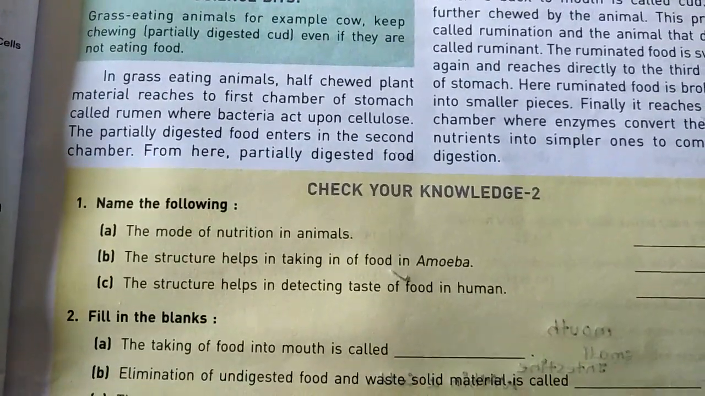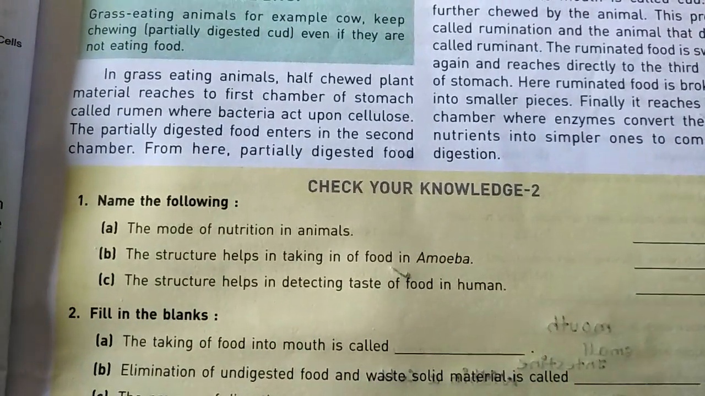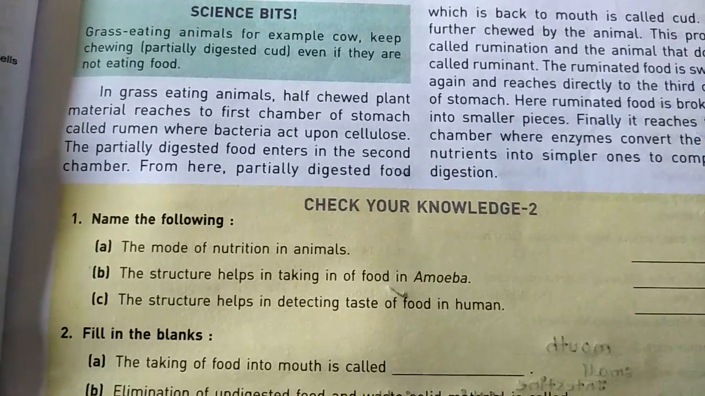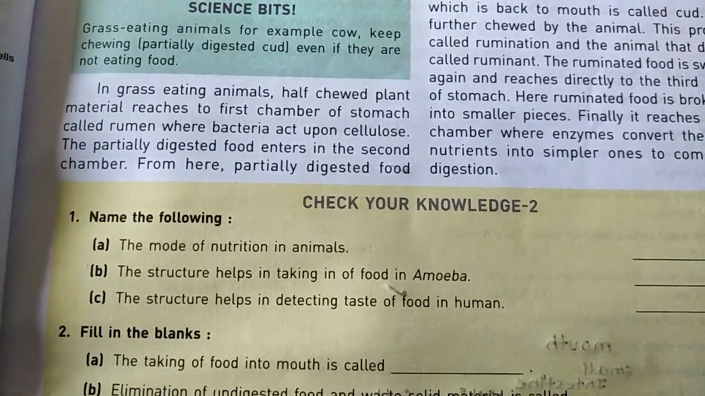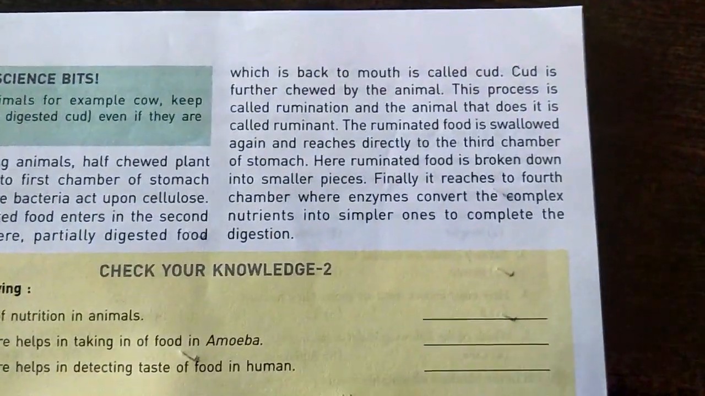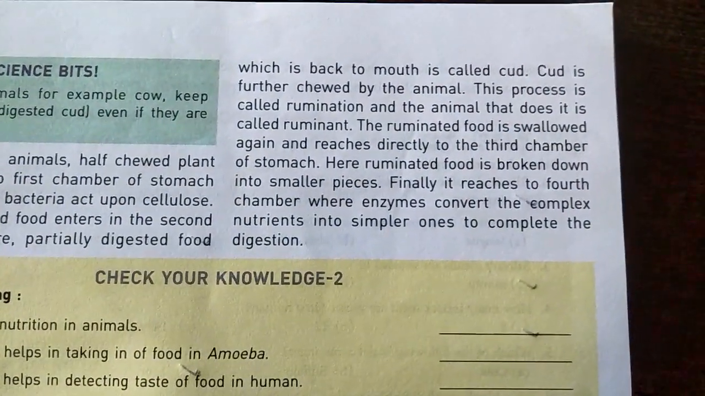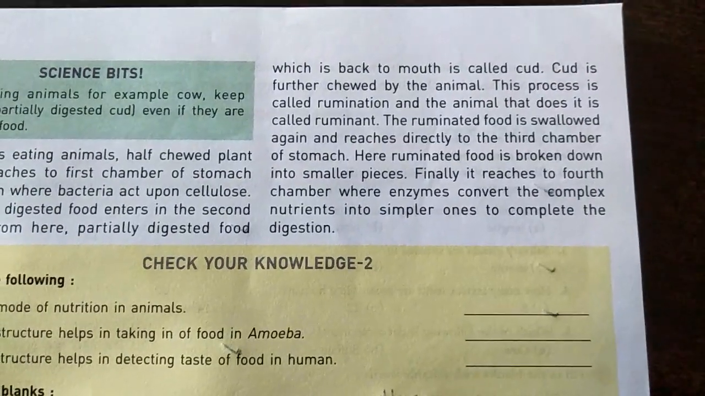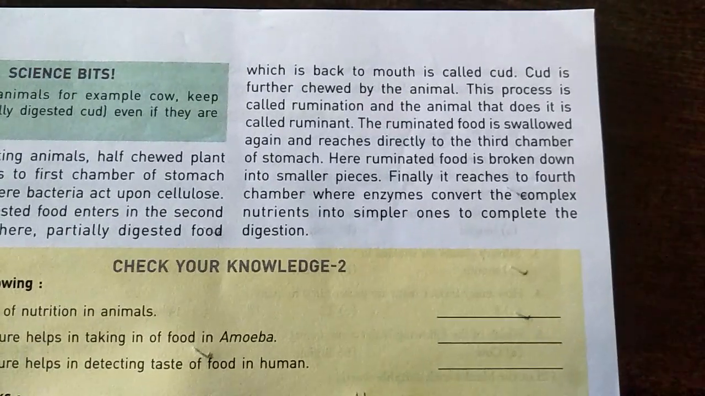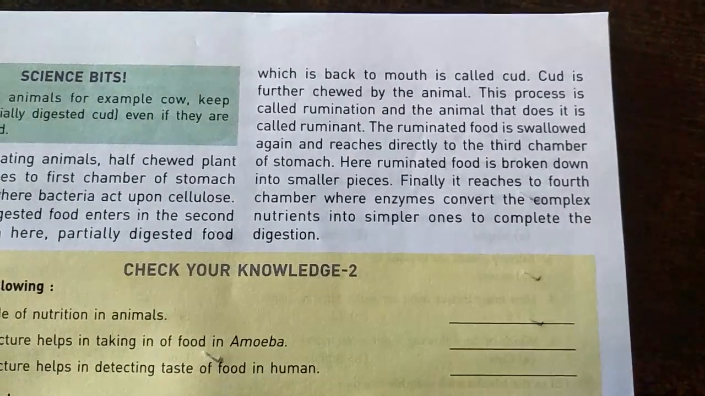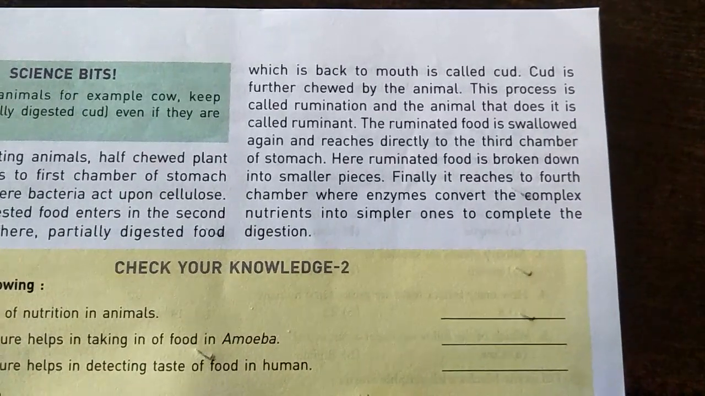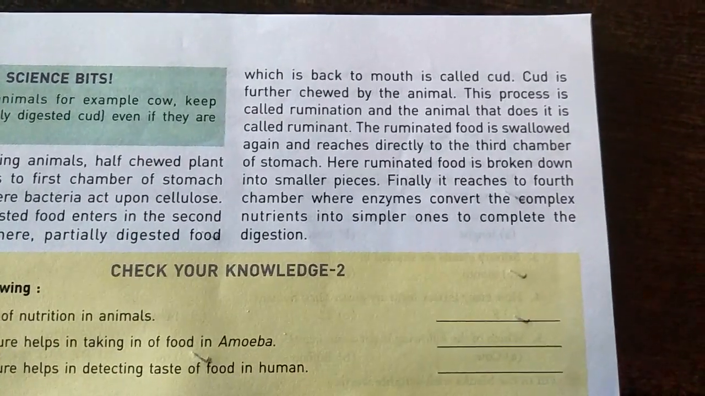The partly digested food enters the second chamber. Partly digested means not fully digested. Somewhat it may be digested, but now it has to go to the second chamber. From here, the partly digested food which comes back to the mouth is called cud. So the food comes again to their mouth. This cud is a type of partly digested food which comes back into the ruminant's mouth.